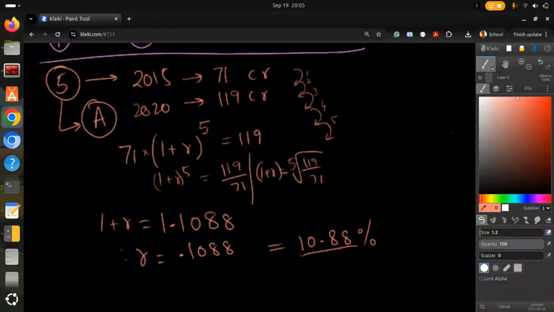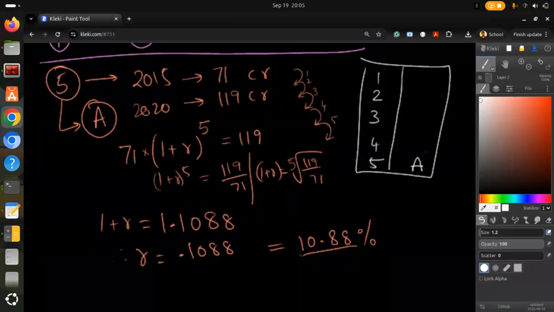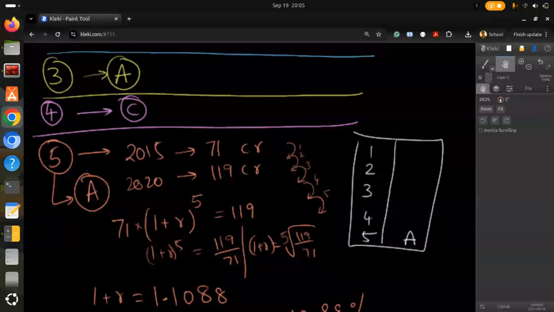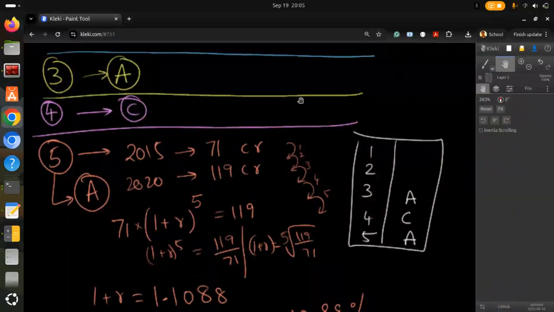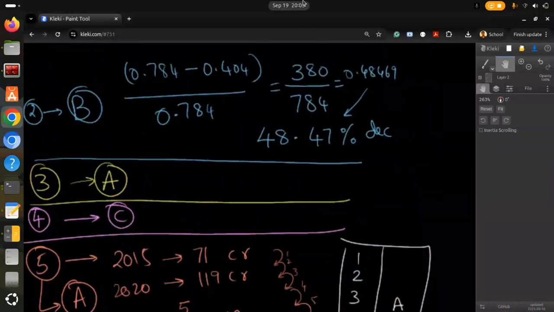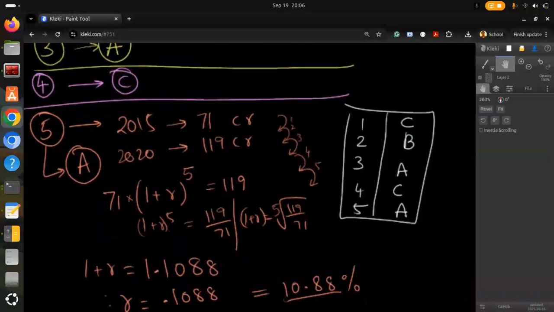So what are my final answers? I'll mark the final answers like this in a table. One, two, three, four, five. Five is A, and C, A. So this is C, A, and what were the other two answers? B and C. So B and C. That's it. So these are my answers.